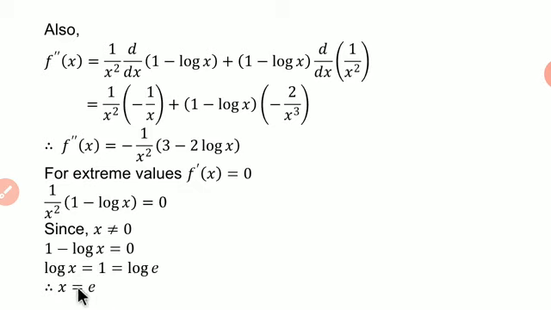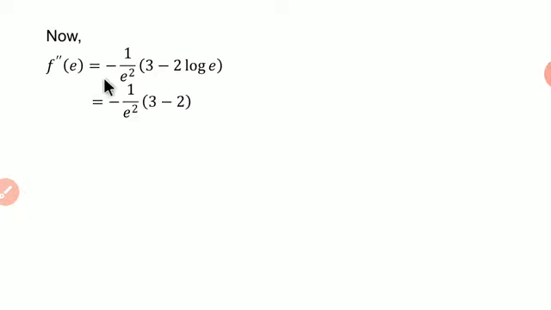Now we get the value of x. Now put this value of x in the second derivative, means for this value we find the value of the double derivative. Therefore for x is equal to e, f double dash of e is equal to minus 1 upon e square into 3 minus 2 log e. Log e is 1. So here we get minus 1 upon e square into 3 minus 2, which is 1. So it is equal to minus 1 upon e square.